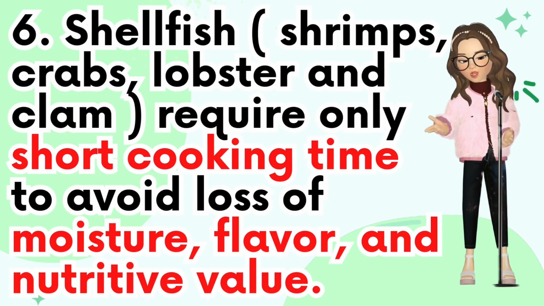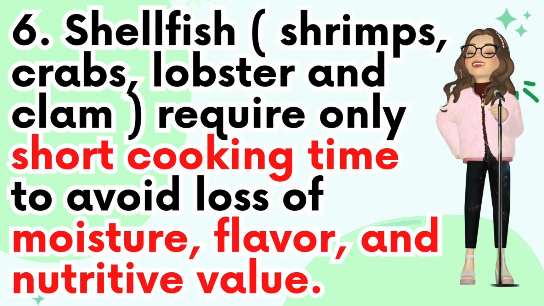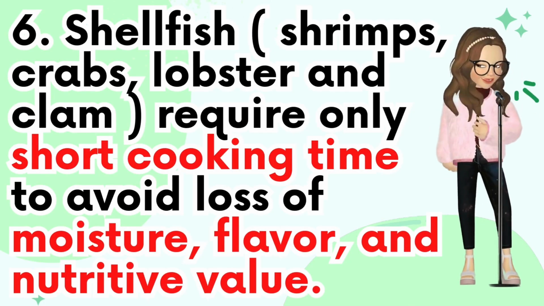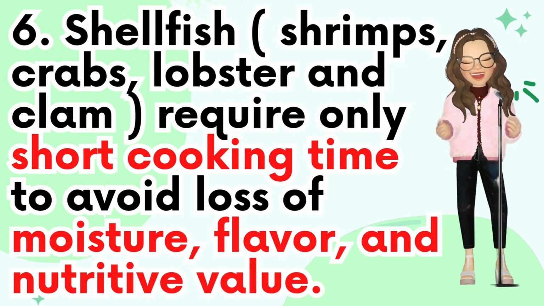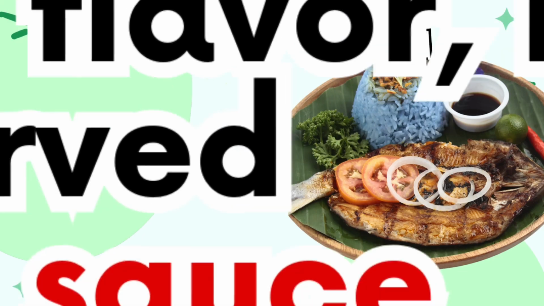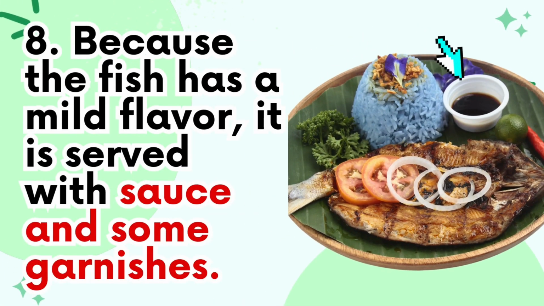Number 6. Shellfish like shrimps, crabs, lobster and clam require only short cooking time to avoid loss of moisture, flavor, and nutritive value. Number 7. Fat fish taste best cooked in dry heat either by broiling or baking. Number 8. Because the fish has a mild flavor, it is served with sauce and some garnishes.